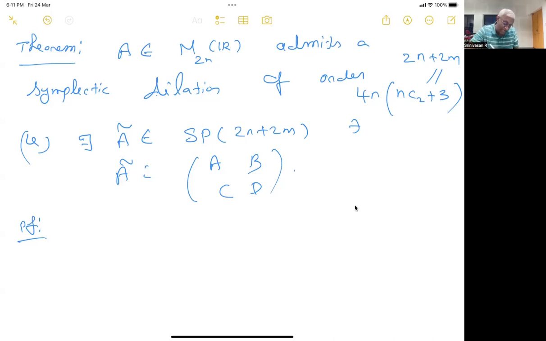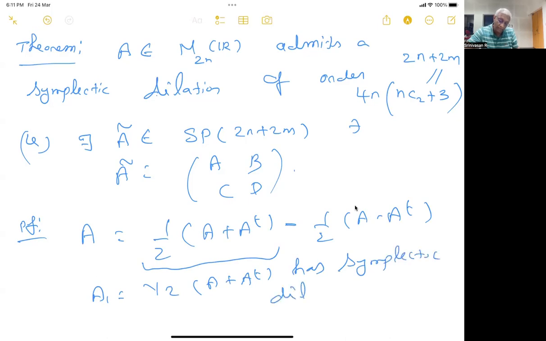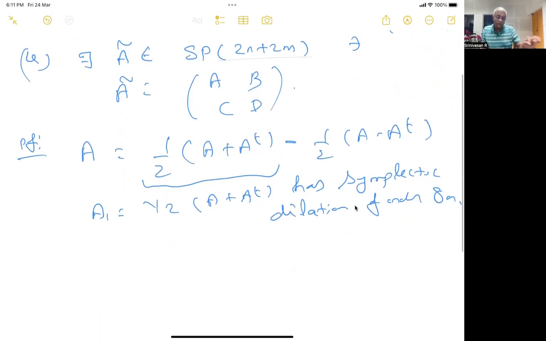So okay, we have this A. We can write A as half of A plus A transpose, of course, minus half of A minus A transpose. This is a symmetric matrix, of course. So let A1 equal to this half of A plus A transpose, and we have proved that this has symplectic dilation of order 8n. That's what we proved. Okay, 8n, we have proved that. So this is one thing we keep aside. So A equal to A1 plus A2 plus A3.